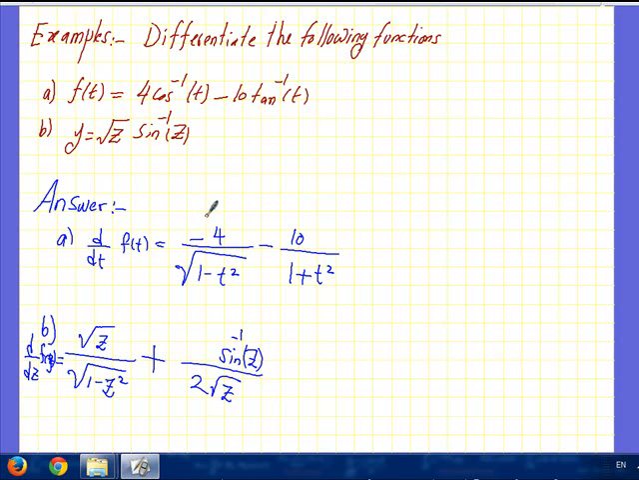For the second question, dy by dz will be as follows. The product of two functions. The first is root z multiplied by the derivative of the second, which will be 1 over root 1 minus z squared, plus the second, sine minus 1 z, multiplied by the derivative of the first, which is 1 over 2 root z, the derivative of the root multiplied by the derivative of what is inside the root. So it will be sine minus 1 z divided by 2 root z.